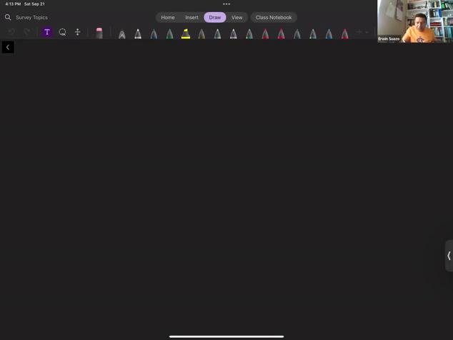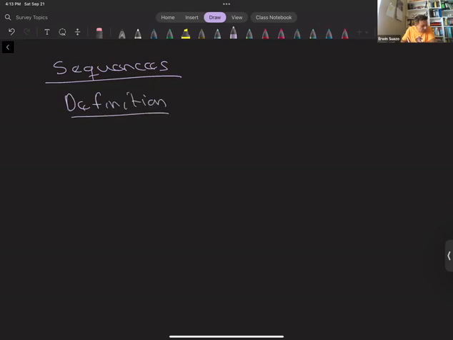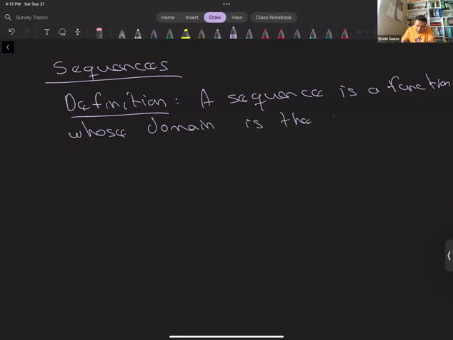So today, we're gonna finally start with chapter 1 from analysis called sequences. Okay. So the definition of a sequence is a function whose domain is the set of positive integers.